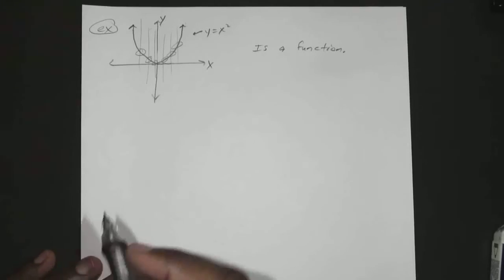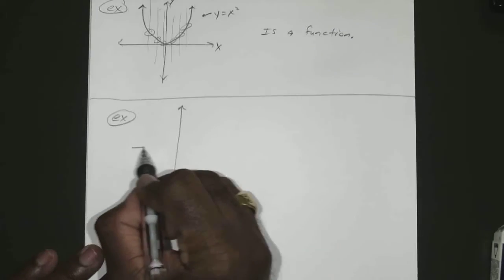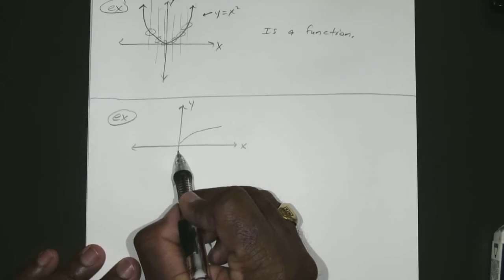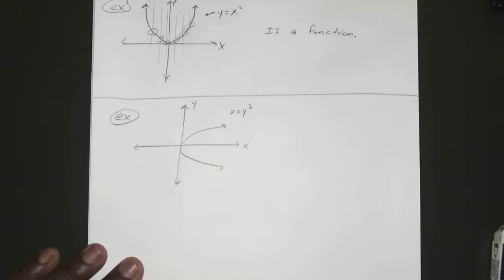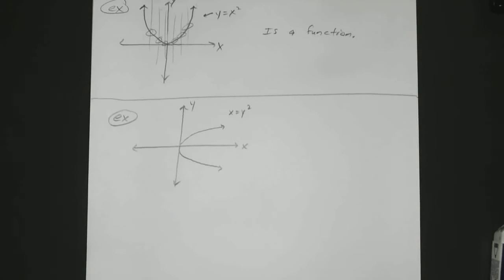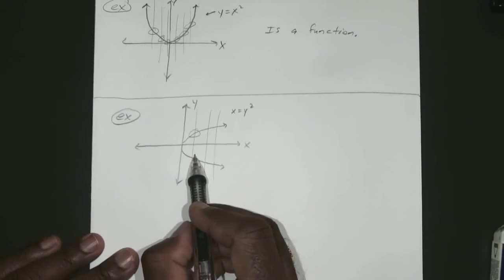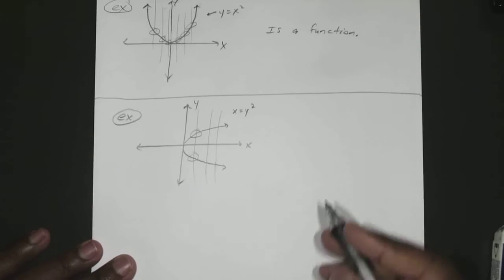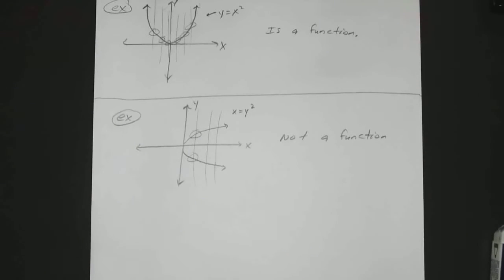But we also did x equals y squared, so we'll go ahead and draw a graph of that one. You have x and you have your y. Now x equals y squared looks like the same graph, but sideways. If you notice here, any vertical line you draw, this one vertical line crosses twice. So whenever you have one single line that can cross that graph more than once, it's not a function. Okay, so any questions on that one?